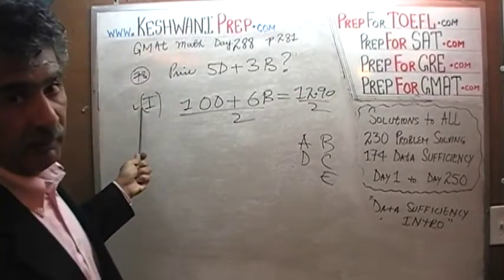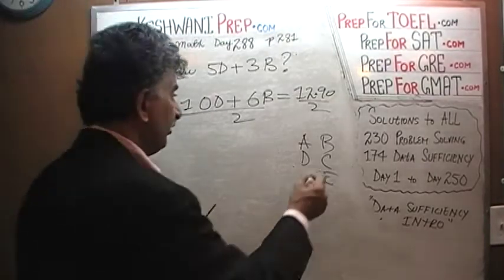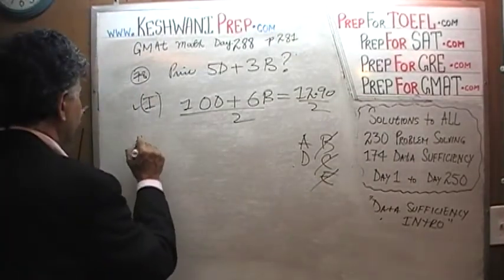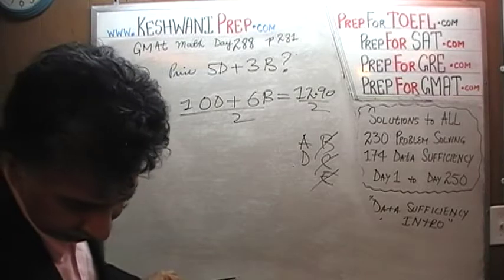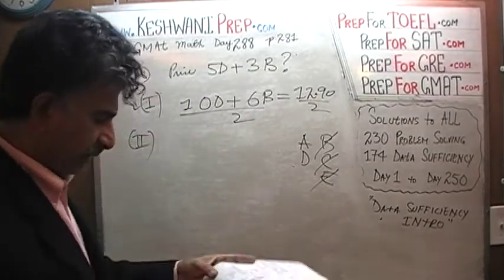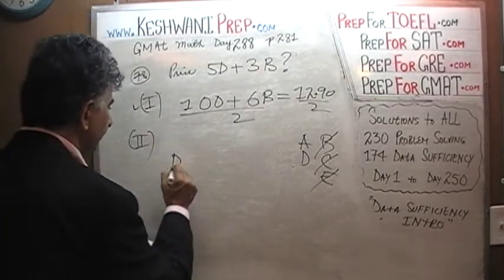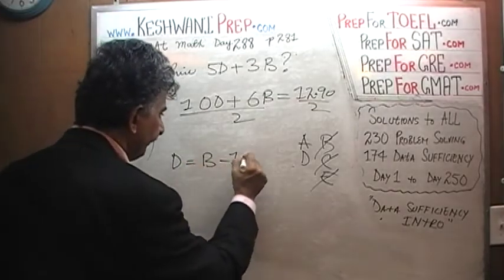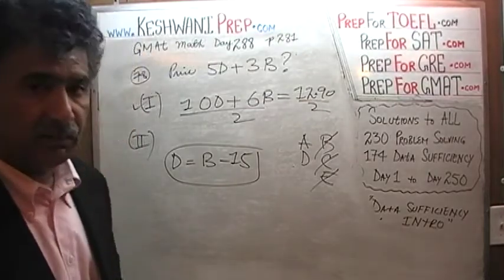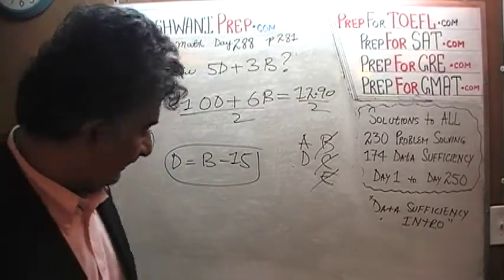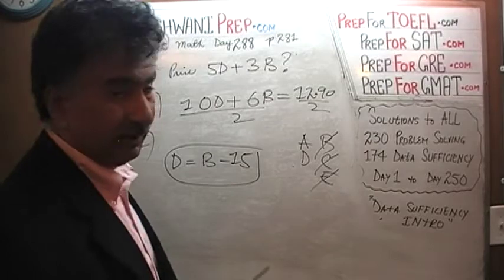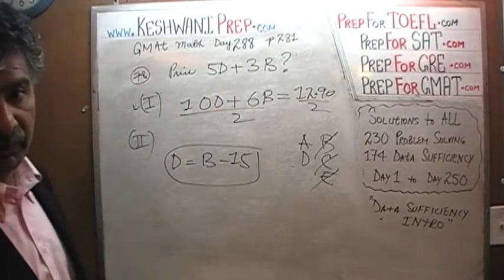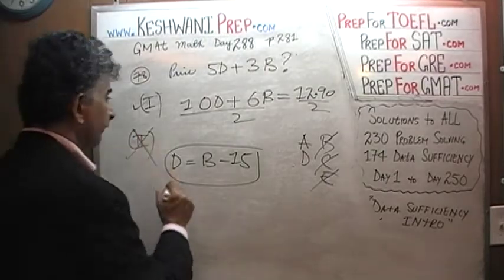Because the first statement by itself is sufficient, we know now that the answer cannot be B, C, or E. It would have to be either A or D. Let's look at the second statement. In the second statement, they tell us that the price of the donut is 15 cents less than the price of the bagels. Simply knowing that the price of the donut is 15 cents less than the price of the bagel is not enough for us to figure out what the cost of 5 donuts and 3 bagels is, quite obviously. Second statement is not enough. The answer is A.